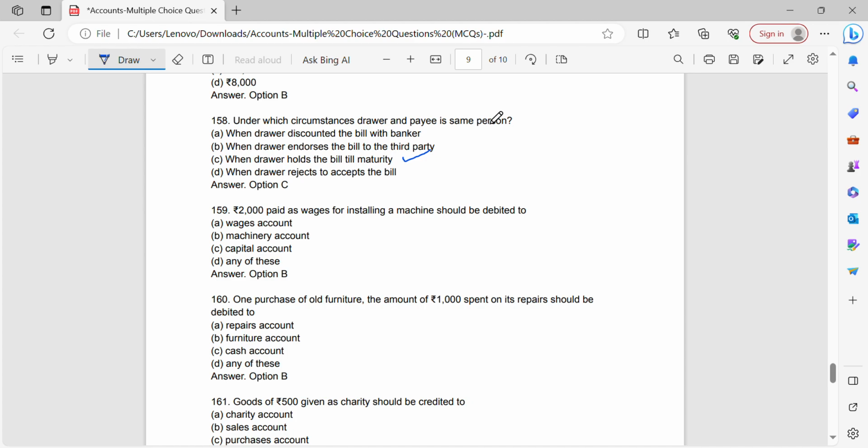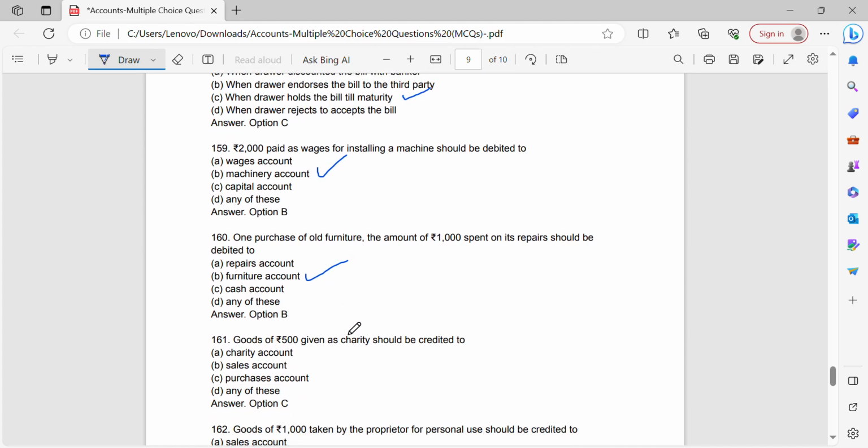The next question is: rupees 2,000 paid as wages for installing a machine should be debited to option A, wages account; option B, machinery account; option C, capital account; option D, any of these. The correct answer is option B, machinery account. On purchase of old furniture, the amount of 1,000 spent on its repair should be debited to option A, repairs account; option B, furniture account; option C, cash account; option D, any of these. The answer is option B, furniture account.